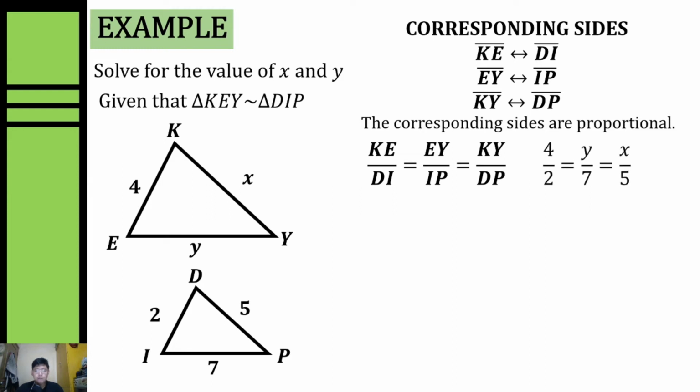Now let's substitute the value of each side. We will have 4 over 2 is equal to y over 7 is equal to x over 5. Now let's try to solve for the value of y first. So y over 7 is equal to 4 over 2.